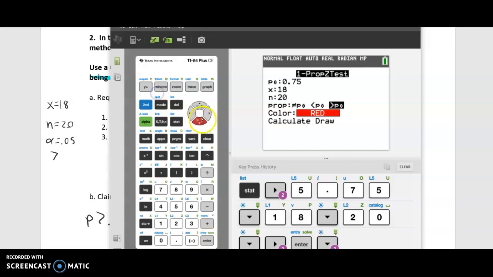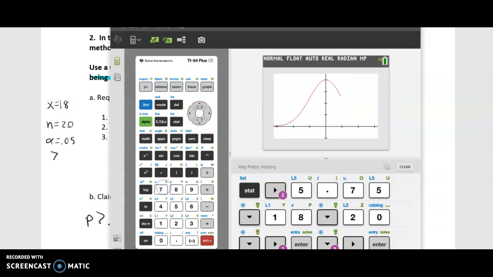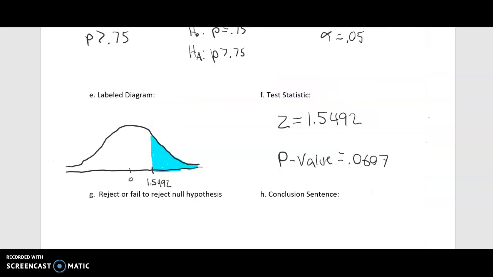And then we're going to go over to, you can press calculate or draw. I usually prefer to choose draw. And I have a right-tailed test. My p-value is 0.0607, and our z-value, our test statistic, is 1.5492. As you can see, I've recorded the information we got from our calculator. We have a right-tailed test. Now, our significance level was 0.05, and the associated critical value with that is 1.645. We can shade this value here.